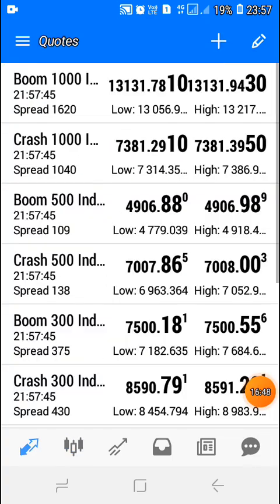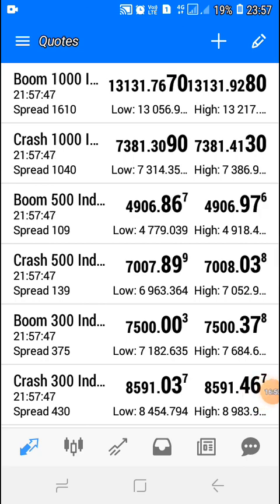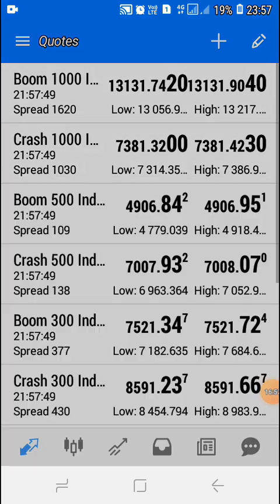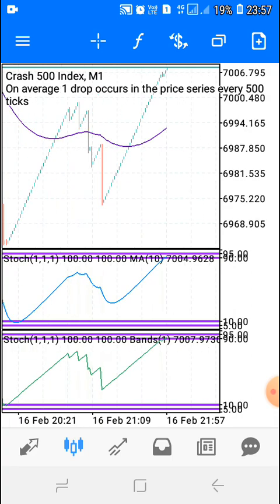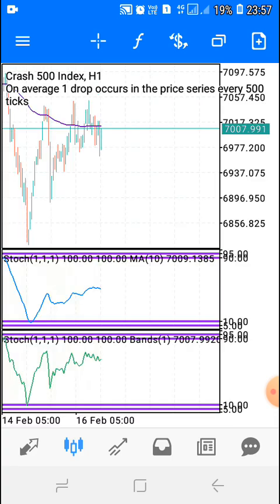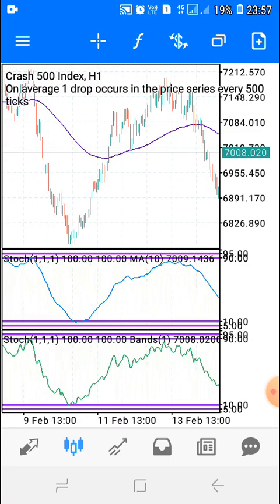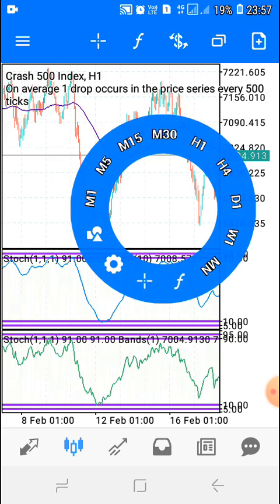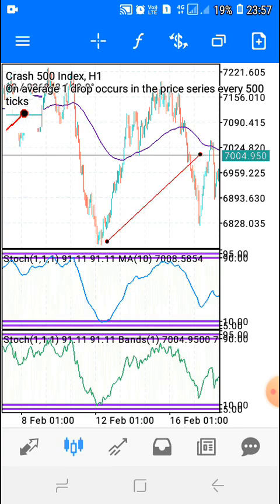Okay, so guys, I'm just gonna show you how to use some Crash 500, and then we are done with the video, right? So check this out. We're in the 1 hour time frame, and what we can actually see over here is that the market decided to break below the moving average over here.